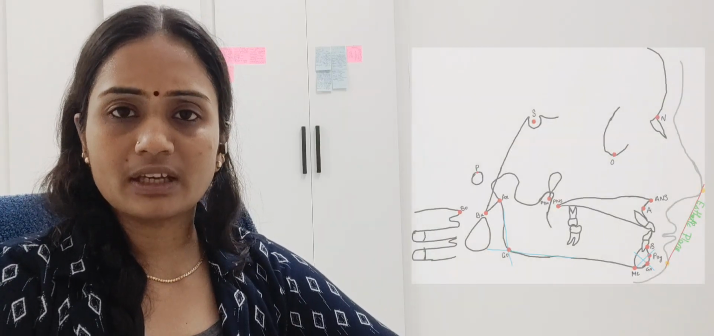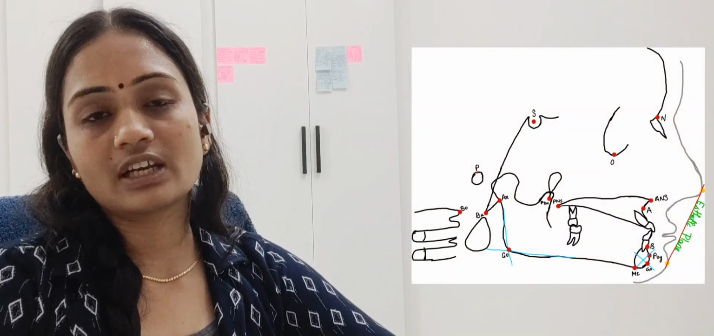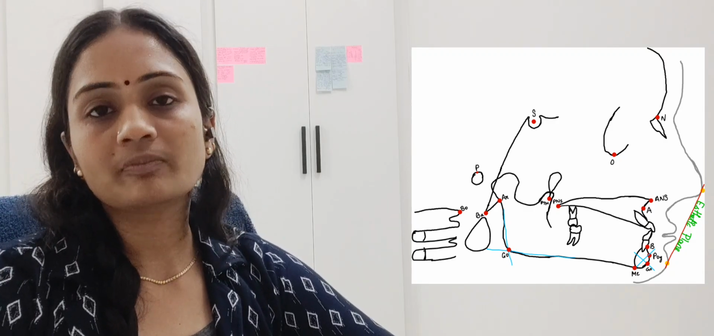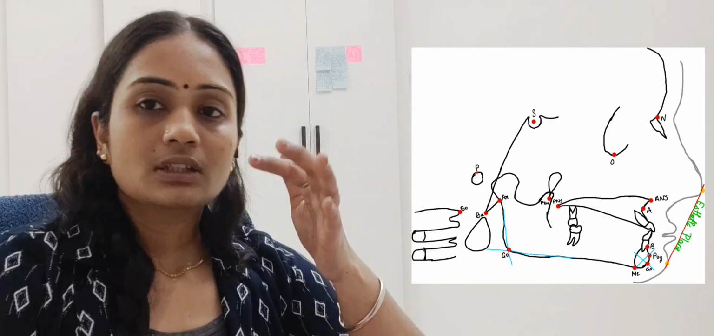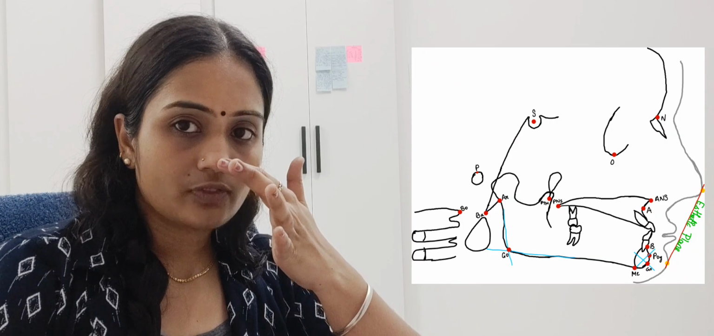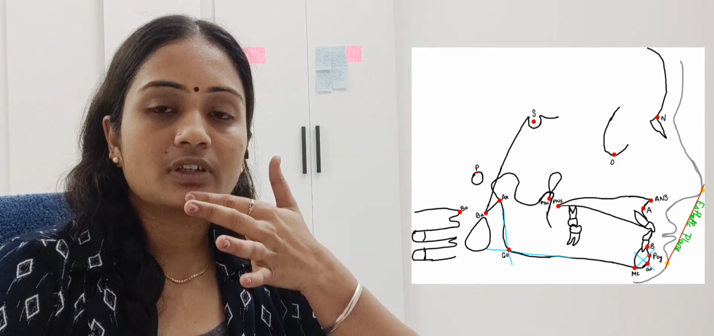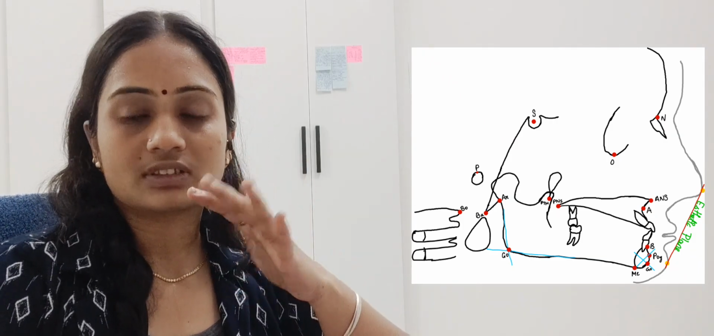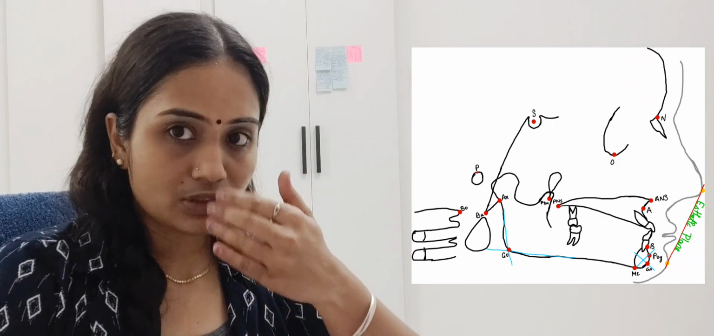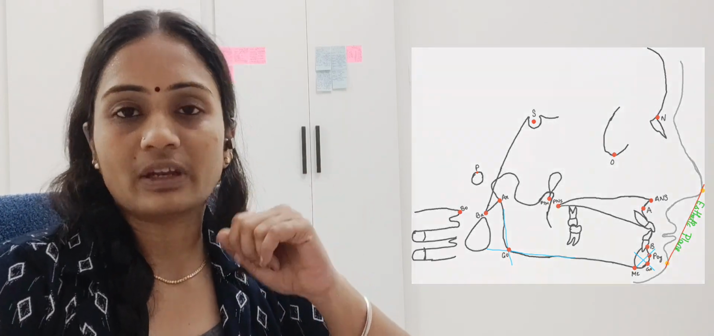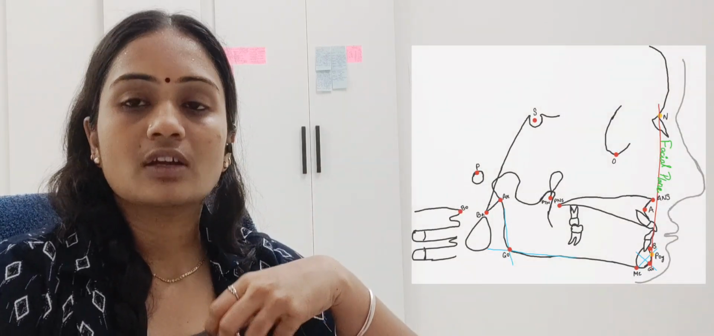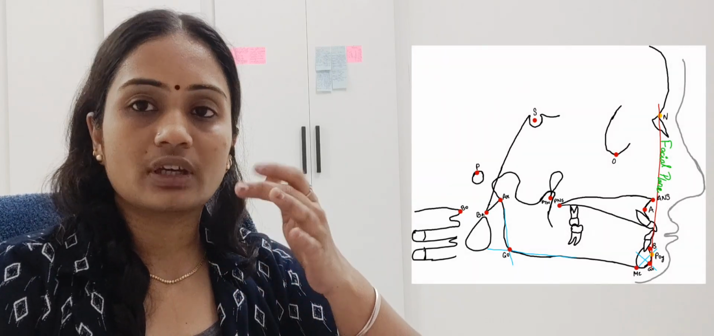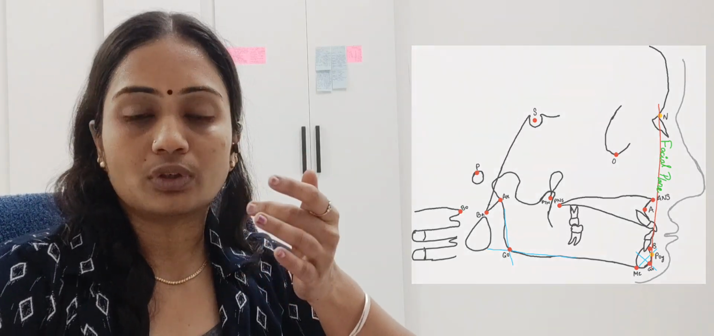Vertical planes are the aesthetic plane, facial plane, facial axis and the A-pogonion plane. The aesthetic plane alone is drawn with reference to soft tissue landmarks. Those are the anterior most point on the soft tissue of the nose and the anterior most point on the soft tissue of the chin. The line joining these two points forms the aesthetic plane. Next one is the facial plane. The facial plane is the line joining the nasion and the pogonion.